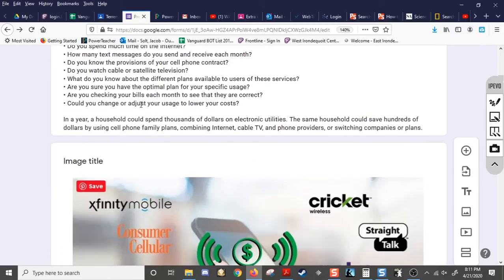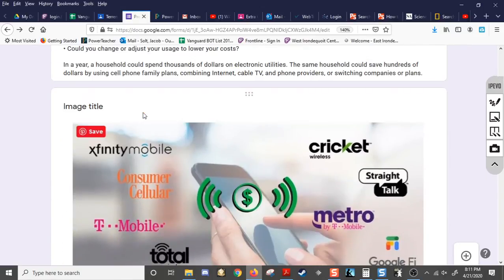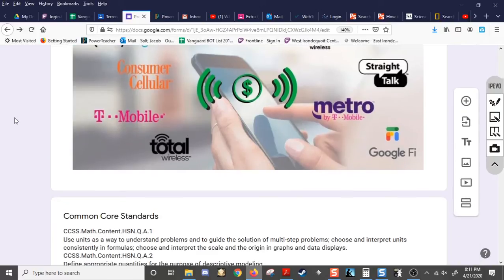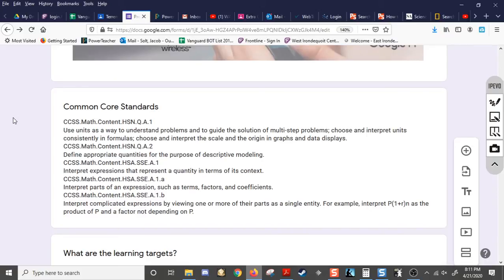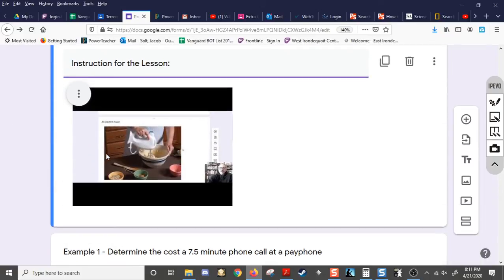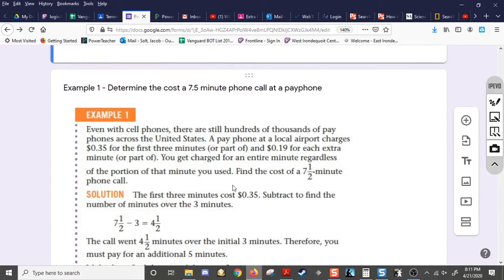There's some text for you to read. I'm trying to add some multimedia here, right there. That's just a random image I threw in so it's not all text and it's not throwing you off too much. You're going to put your learning targets in there. And this is where the instruction for this video is going to go. This is instruction from the last video. This video is going to go right in here.